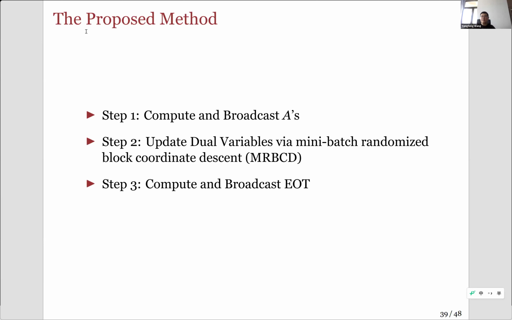And then we go to step 3. We compute and broadcast the EOT. After a sufficient number of iterations, the dual variables converge. Each pair of communicating agents can compute their contributions to the total objective using the final dual variables and the approximated kernel. These local objective values are aggregated across the network to compute the final estimate of the decentralized EOT distance.